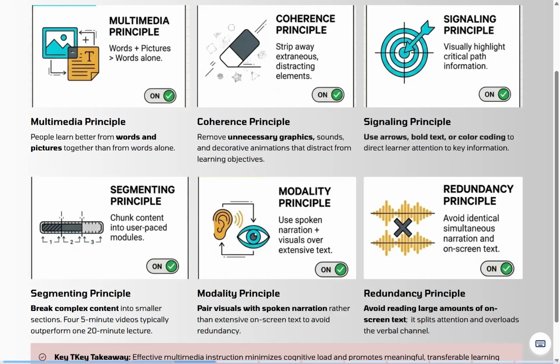Decorative images, background music, or unnecessary animations may look appealing, but they can actually distract students. The segmenting principle encourages us to break complex content into smaller, manageable pieces instead of presenting everything at once. And finally, the signaling principle reminds us to guide students' attention by using headings, color, arrows, or other visual cues so they know what is important.